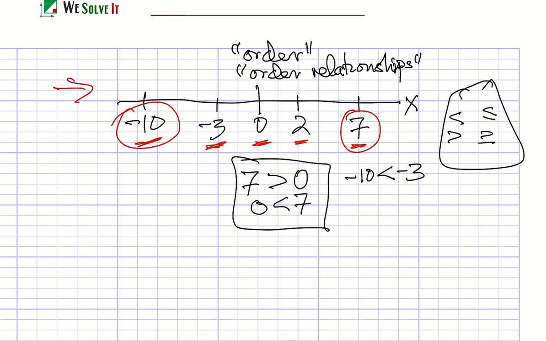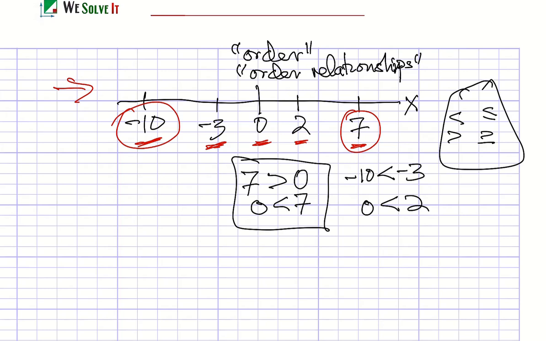Okay, so 0 is less than 2 because 2 is to the right of 0. You see that, right? Yeah, it sounds elementary, but it's important. You see why in a minute it's important.